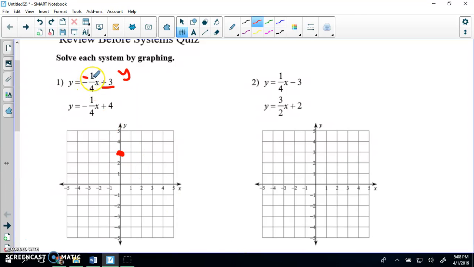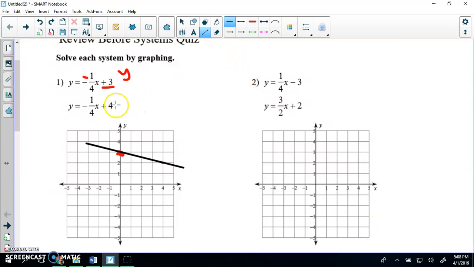I'm going to put the negative up on top. So I'm going to go negative 1. That's your rise. You're going to go down 1 over 4. 1, 2, 3, 4, and I got my other point. Okay, so that's down 1, right 4. Okay, and then I will just connect those like so, and I've got myself an equation.